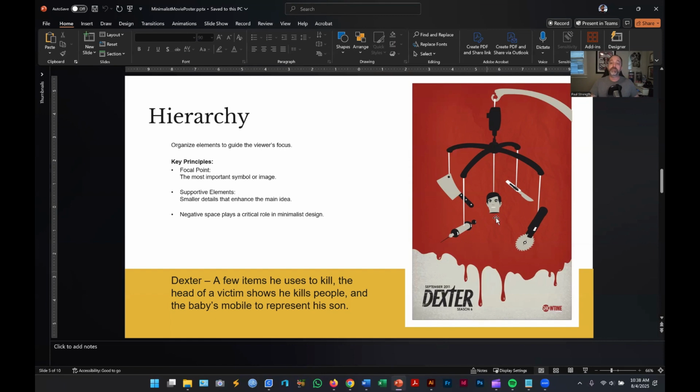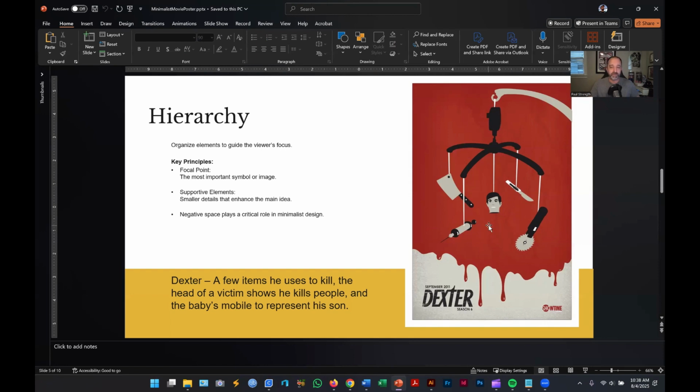So in this case, the focal point is actually this mobile, which is a baby mobile. They hang them over cribs. And so season 6 is actually the introduction of Dexter's son. Spoiler alert. And then for the supportive elements, we have the cleaver, the syringe, the saw, the scalpel, and the head, because Dexter is a serial killer. Spoiler alert.